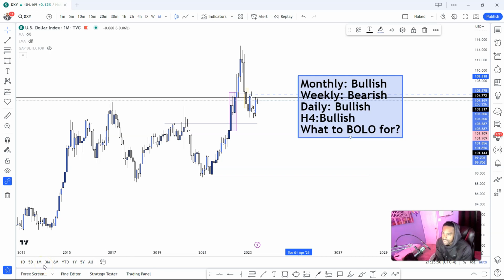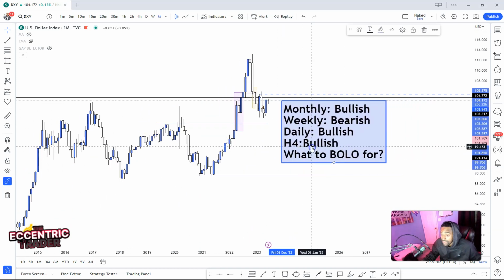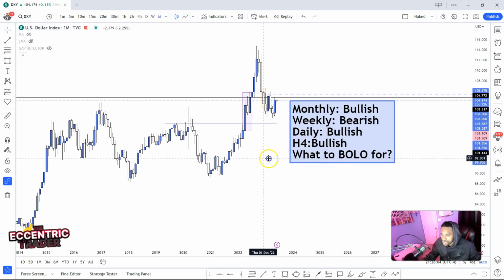All right, y'all. We got DXY, the US dollar. We're gonna do our top-down analysis. We got the monthly time frame. Let's go. All right, where are we currently on the monthly time frame? Where are we in structure?